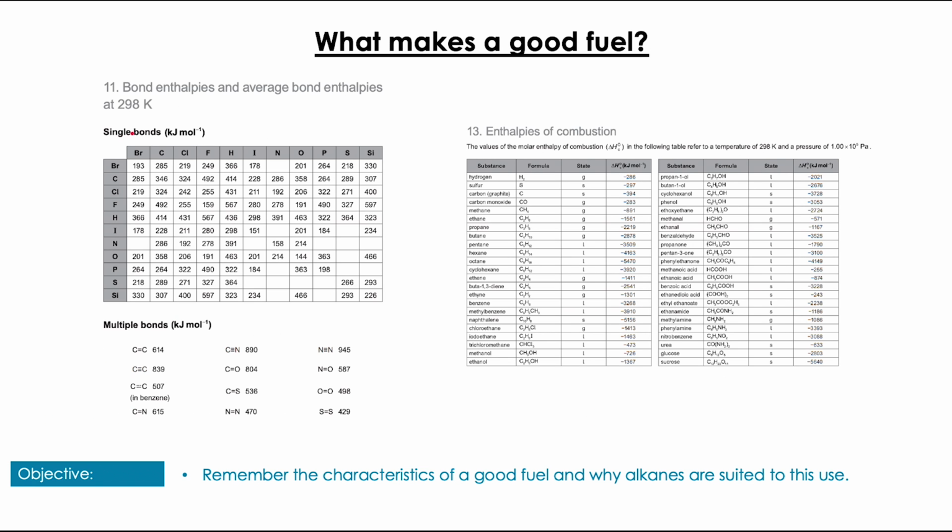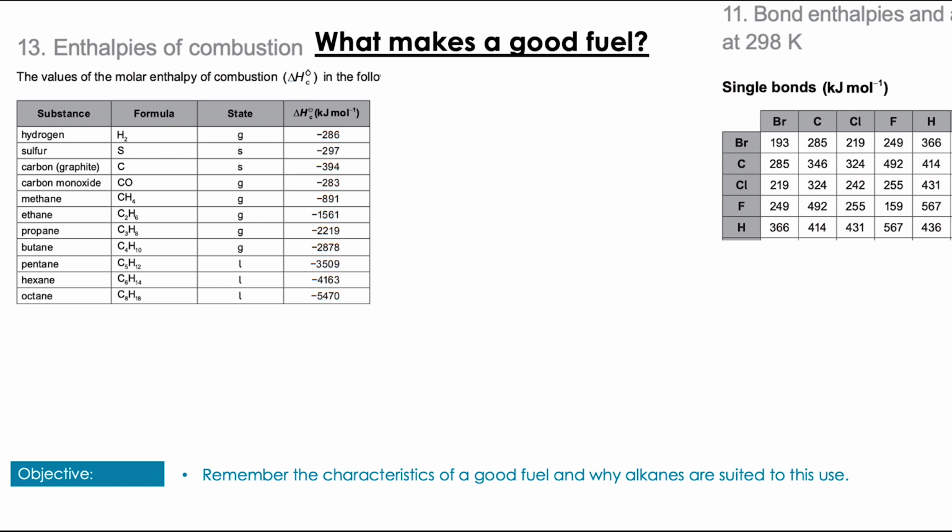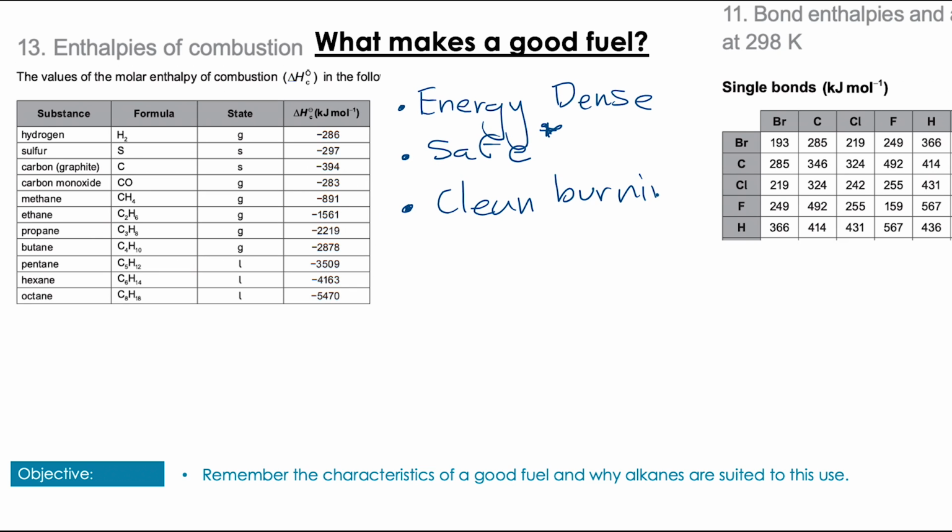We're going to look at what makes a good fuel, and we're going to use table 11 and 13 in the data booklet to help us describe what makes a good fuel and why alkanes are good fuels. A good fuel needs to be energy dense, it needs to be safe, obviously we're still going to burn it, but just generally safe, and it also needs to be clean burning, i.e. needs to be easy to completely combust.